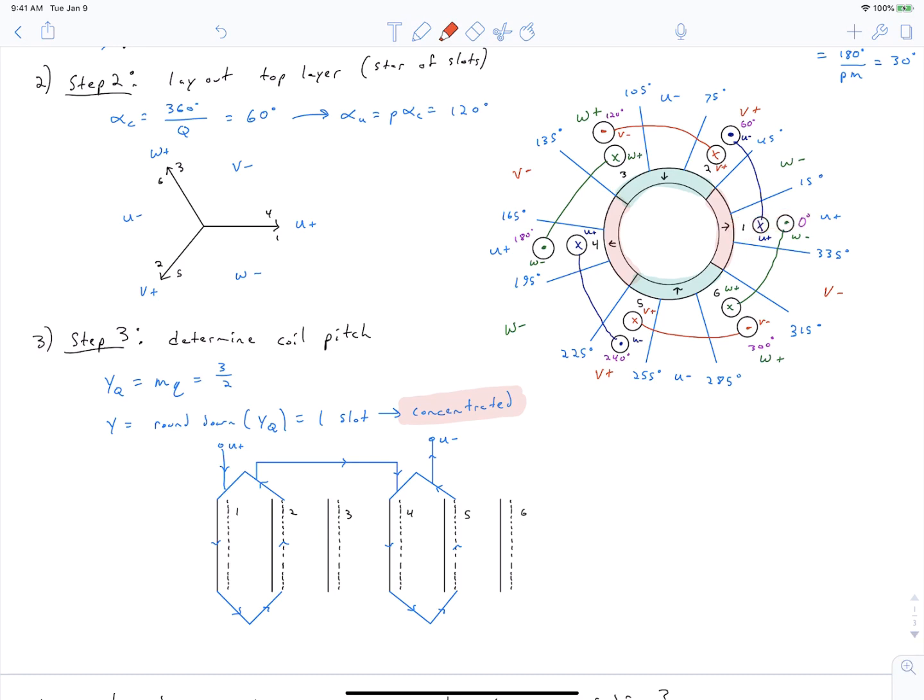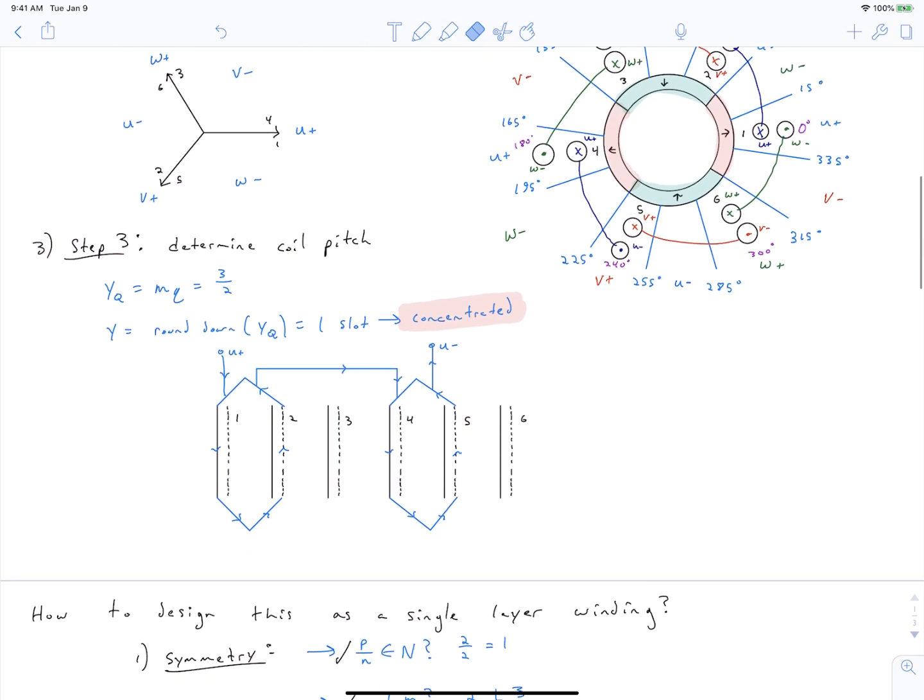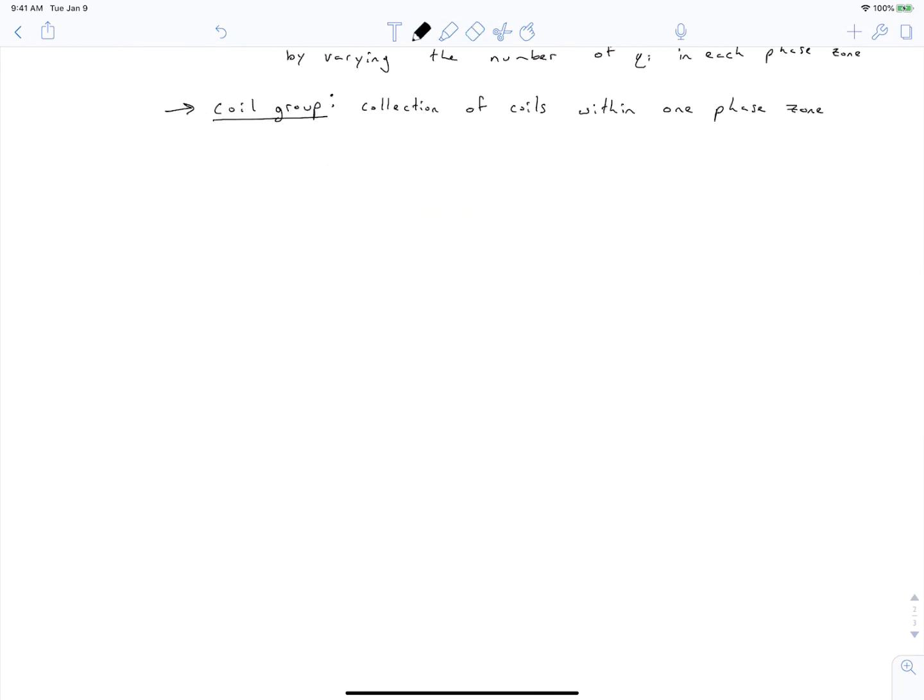But if we had multiple slots, then we would have, so here we've got 2 slots, and we'd have two coils that reside within this phase zone, and those two coils together are referred to as a group of coils, or a coil group. And that group of coils consists of Qi coils, where Qi is the number of slots that are within that phase zone.